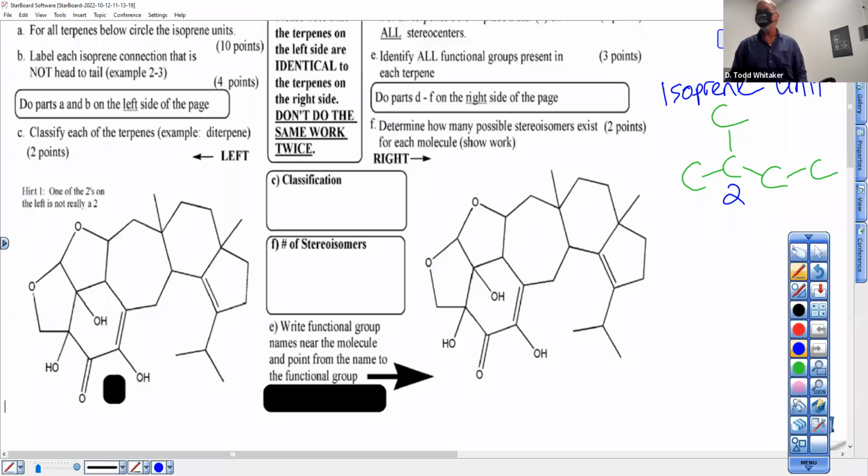Don't worry about that. Don't worry about oxygens. Ignore them. Nitrogens. Ignore them. It's all about carbon skeleton. Every carbon in a terpene gets circled once and only once. No carbons left out. No carbons circled twice. So they're always multiples of 5 carbons.